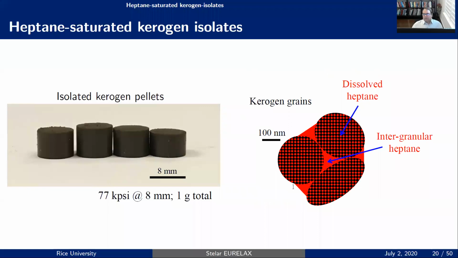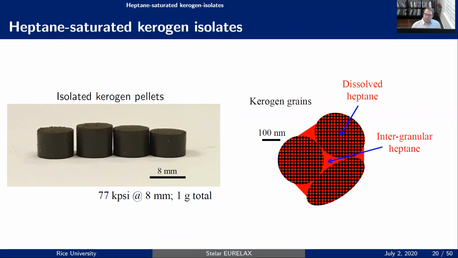So let's see what this looks like in this illustration. So we have these kerogen grains. The kerogen is in black. The scale here from BET gas adsorption is 100 nanometers. And the red is heptane. So we have two environments. We have the intergranular heptane in these 100 nanometer pores. And then we have the dissolved heptane, which causes the grains to swell.